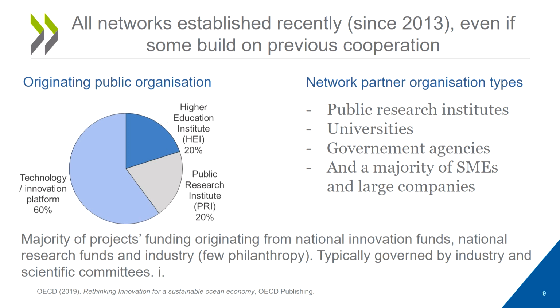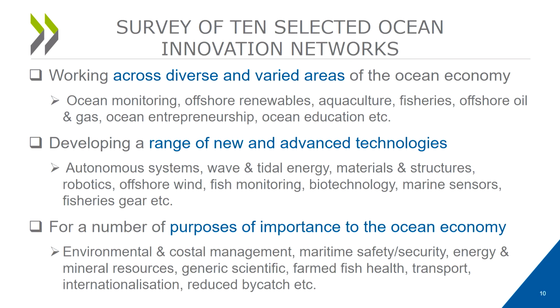The network partner organization types include public research institutes, universities, but also a majority of SMEs and large companies that are getting involved in very dedicated projects that are funded by national innovation funds, research funds, but also more and more industry funds. And all the work is usually governed by industry and scientific committees.